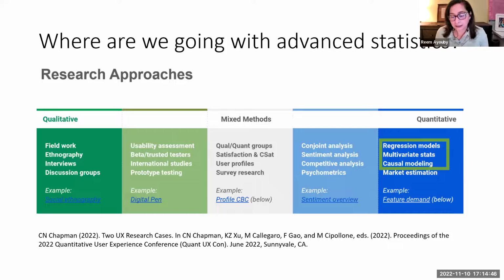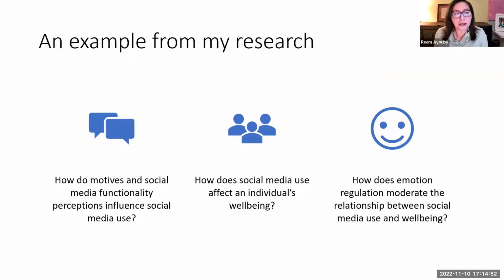And I'm going to do this by using my research as an illustration. So in my research, I was very much interested in social media use and its impact on well-being. So I was looking for motives and perceived social media functionality and how that influences social media use, how social media affects an individual's well-being and how emotion regulation is involved in the outcome.